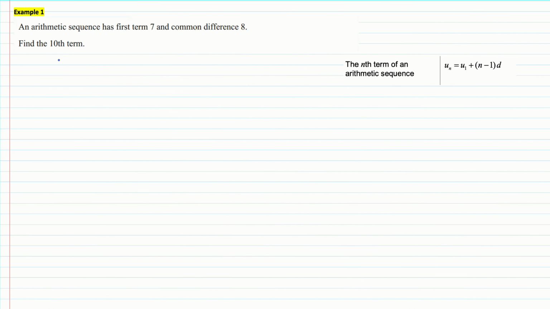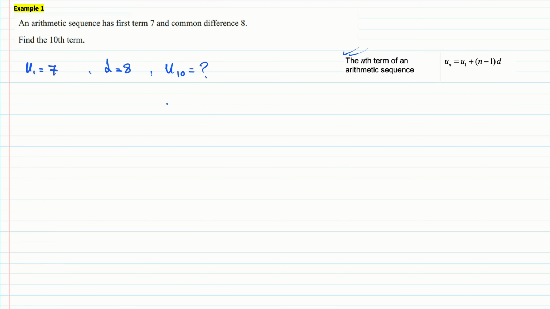In example 1, you have an arithmetic sequence with the first term 7, so u1 equals 7, common difference d equals 8, and you want to find u10. The data booklet, as we mentioned, contains the rules, so you don't have to memorize it, although if you remember it, you're gonna save some time. So u10 equals u1, 7, plus n minus 1 d, by 8. For u10, calculate 10 minus 1 equals 9, 9 by 8, 72, plus 7, 79.